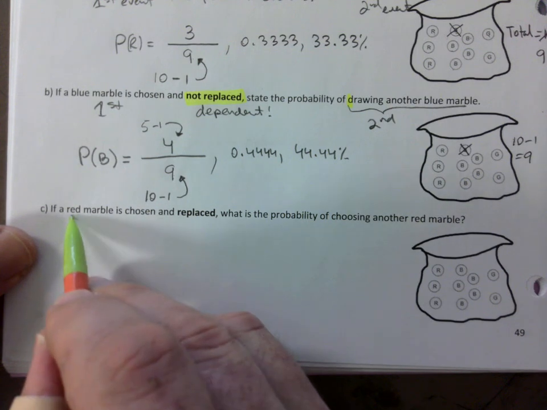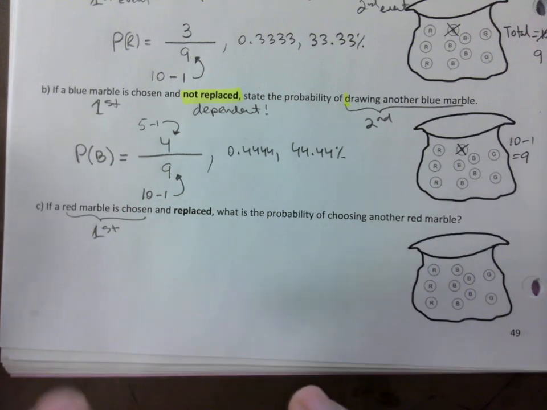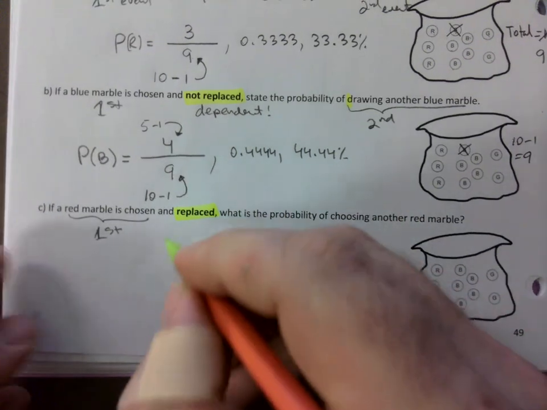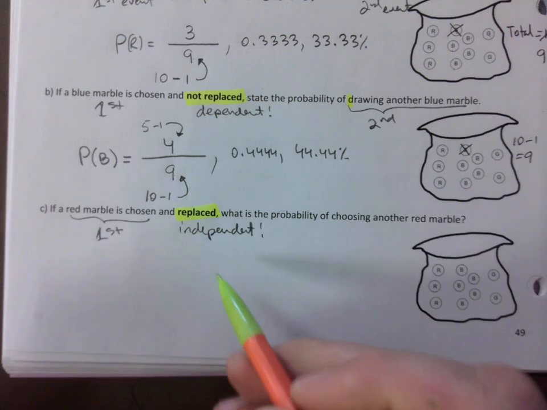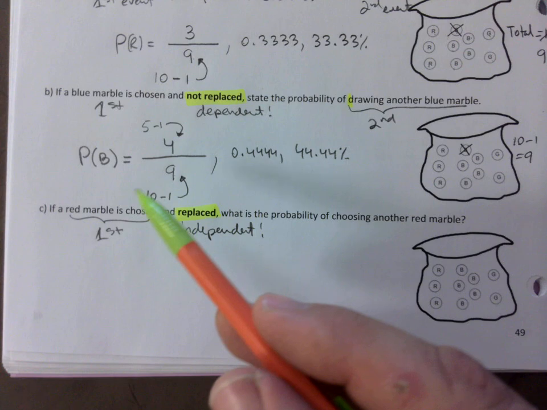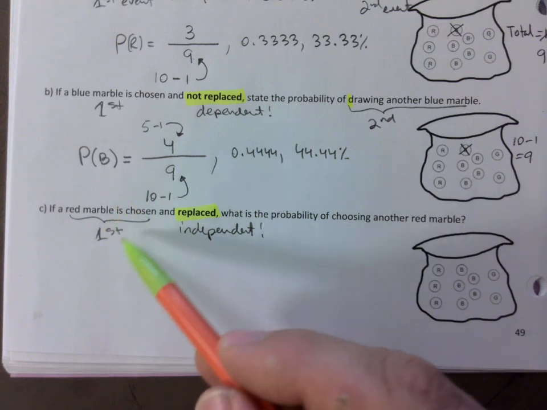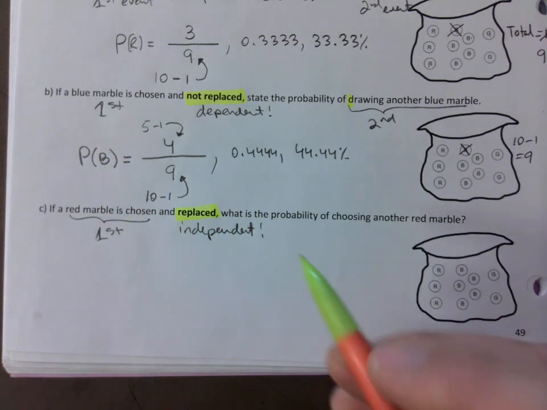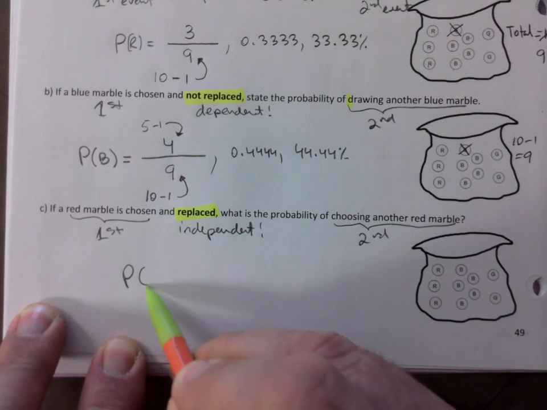If a red marble is chosen, so this is first, replaced. What does that tell us? What kind of events are we talking about? Independent. You know what I would even say? If something is replaced, why do you even bother telling me what happened first? It wouldn't even matter. It absolutely wouldn't make any difference because you put it back, right? But you got to watch out for the wording. What's the probability of choosing another red marble? Is the second event. Probability of red.